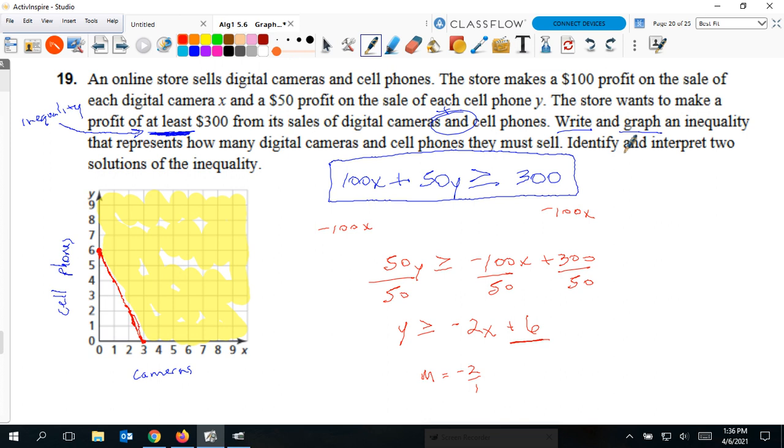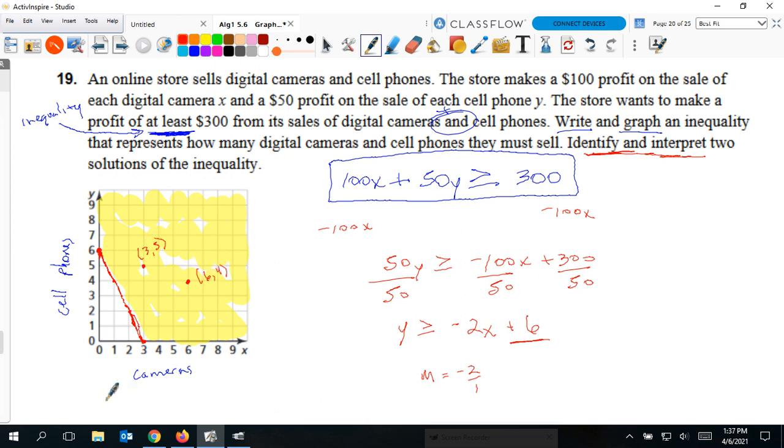Now we need to identify and interpret two of the solutions. So we can pick out two solutions. Let's say if I picked 3, 5, so 3 and then 5 right here. So that's a 3, 5 solution. And we'll pick another one at 6, 4. So 6, 4 is on this side. Obviously the solutions are going to be on the solution side. Now let's go ahead and interpret those.